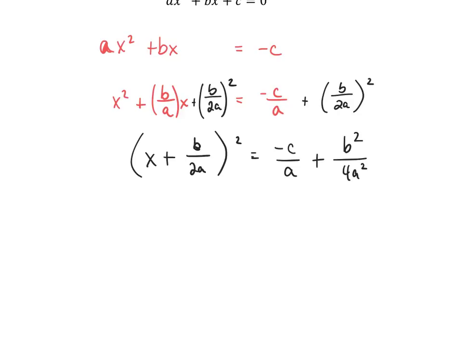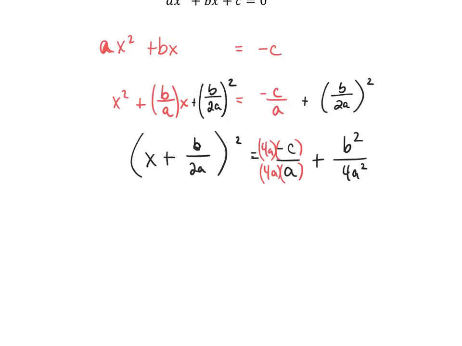So I'm going to find a common denominator on the right-hand side. What would the common denominator on the right-hand side of the equation be? 4a squared. So we're missing a 4a here, and we're missing a 4a here, so let's multiply this whole thing by 4a over 4a. That'll make this 4a squared, 4a squared, common denominator.